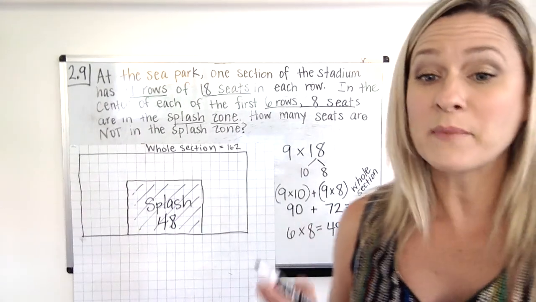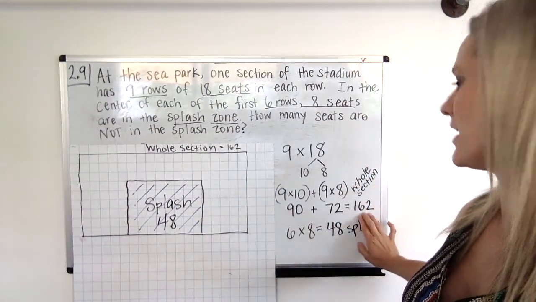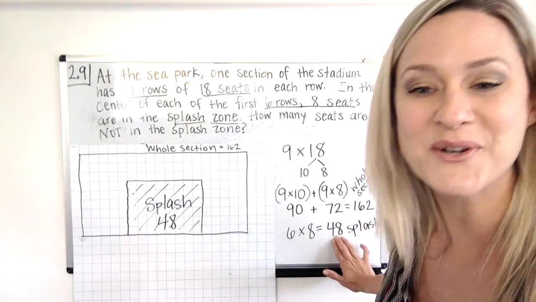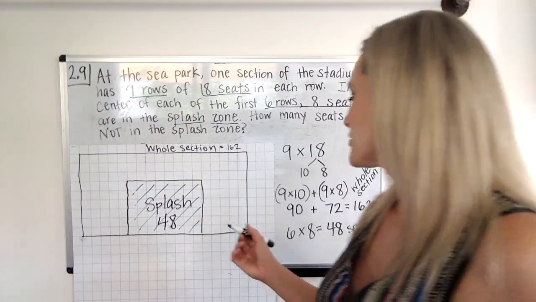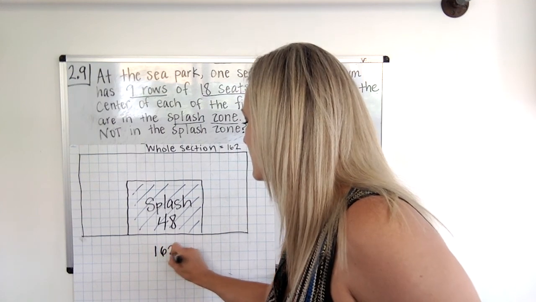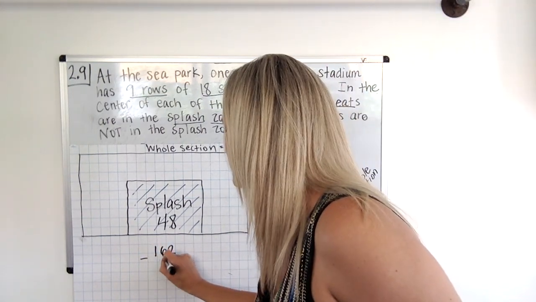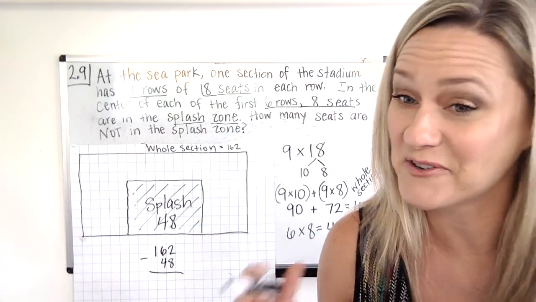Okay, so now I'm getting close. I know the whole section has 162 seats. I know the splash zone has 48 seats. And so I'm almost done. So I'm going to do 162 minus the 48 in the splash zone. And that is going to give us our final answer.